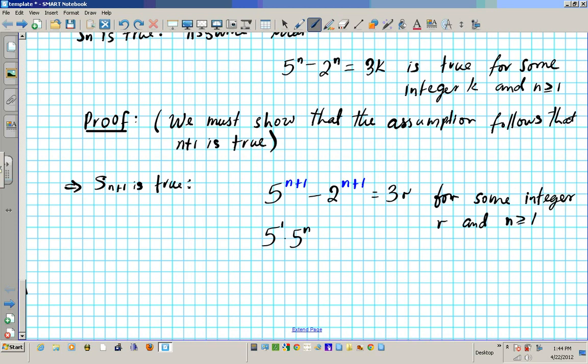This is 5 to the 1 times 5 to the n minus 2 times 2 to the 1 times 2 to the n equals 3r. Okay? So if we take a look at this, what I did basically is I just broke down these powers, because 5 to the n plus 1 is just the same thing as 5 to the 1 times 5 to the n, and 2 to the n plus 1 is the same thing as 2 to the 1 times 2 to the n.